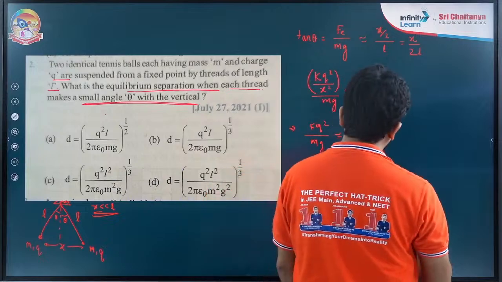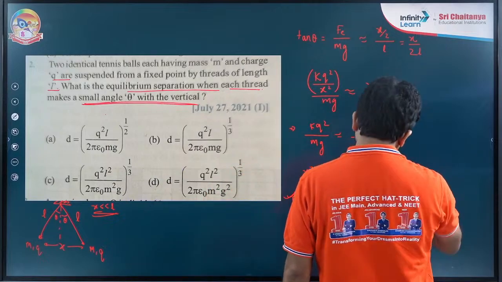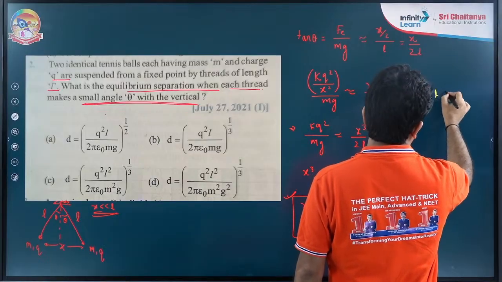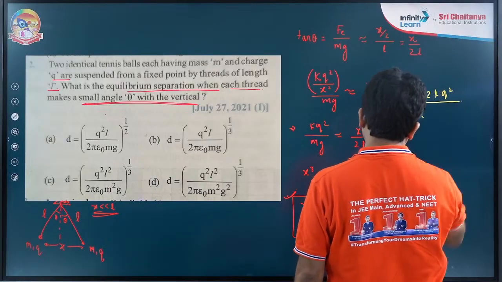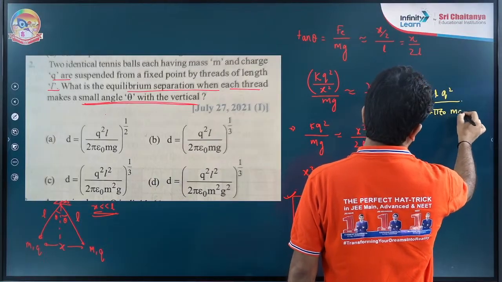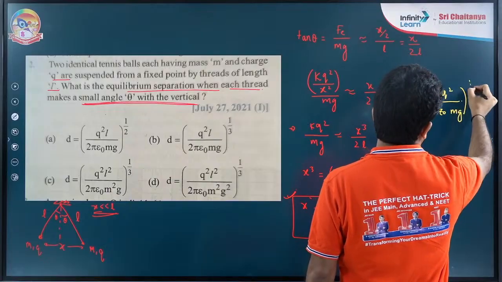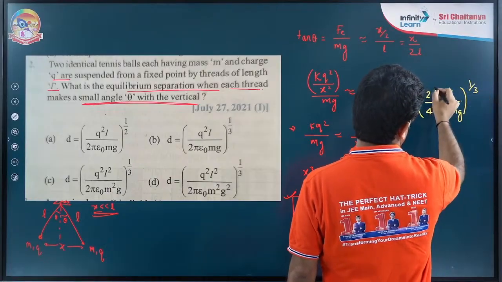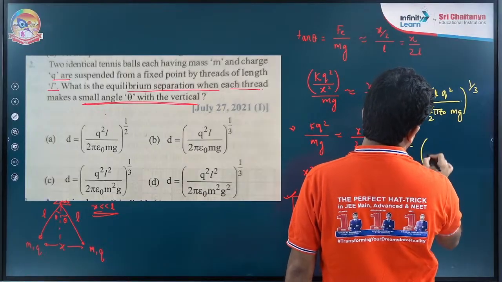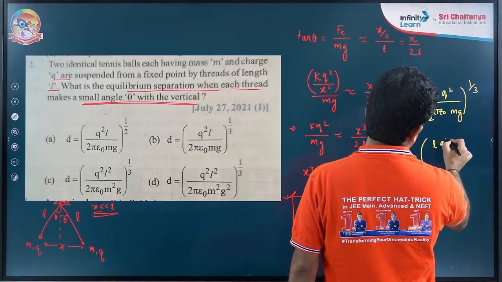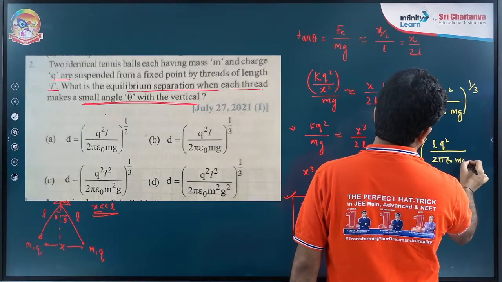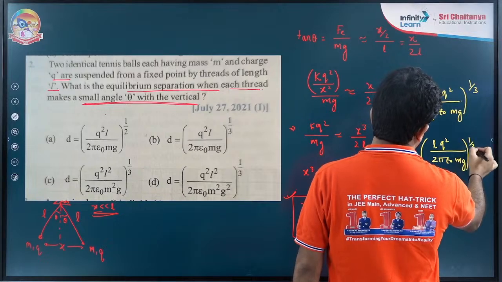So x is equal to bracket 2L q square divided by, k value would be 4 pi epsilon naught, into mg, to the power 1 by 3. This is 2, this is 4, this is cancelled, this becomes 2. So x is equal to L into q square divided by 2 pi epsilon naught into mg, to the power 1 by 3. That is the answer.